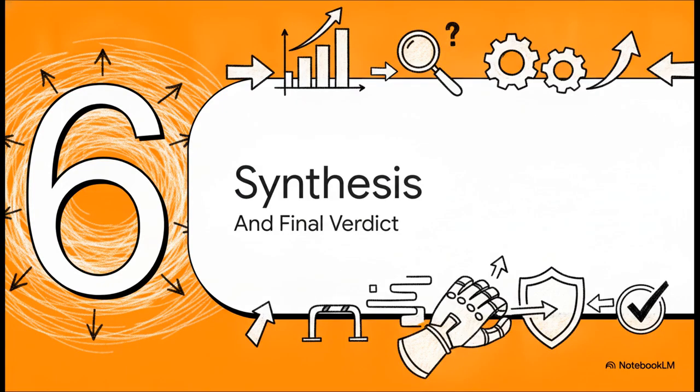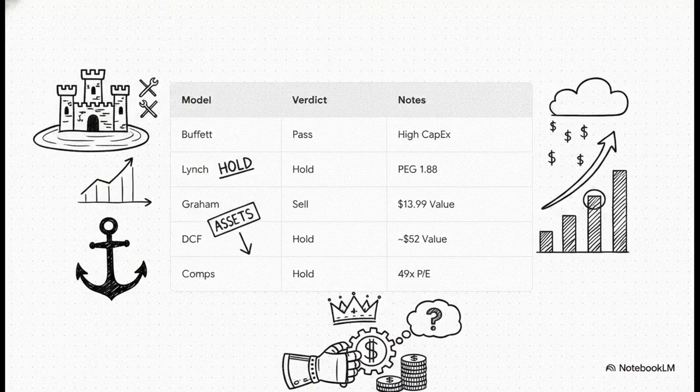Section 6, Synthesis and Final Verdict. All right, it is time to bring all of these analytical frameworks together for a final recommendation on PDF Solutions. We've officially run the gauntlet. Synthesizing our models, the results are actually crystal clear. Buffett, he loves the moat, but passes on the price. Lynch rates it a hold because that 1.88 PEG is just a bit rich. Graham screams sell, seeing an intrinsic asset value of barely $14. Our forward-looking DCF lands at a $52 fair value, making it a hold. And peer comps suggest it's fairly priced right in the middle of the pack. The gauntlet reveals a strategically vital, incredible company, but a stock price that currently demands absolute perfection.